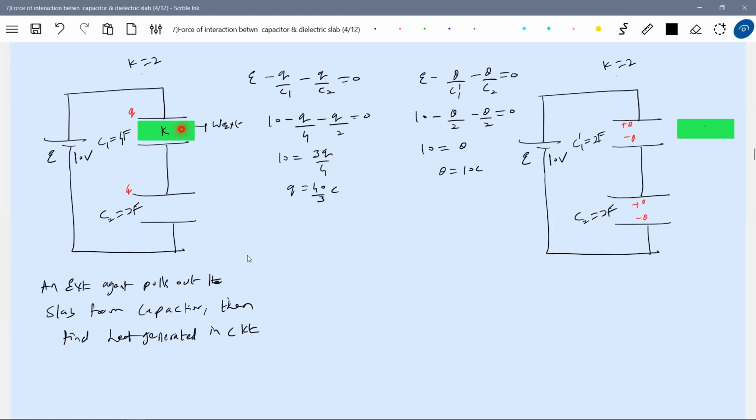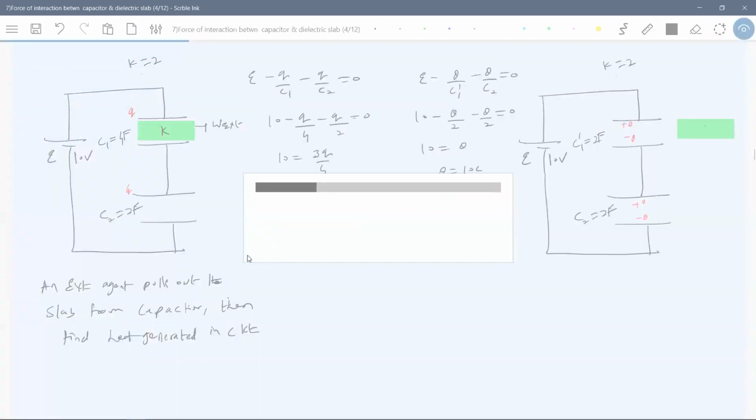Say the external agent will spend energy first of all. As he starts pulling out, the plates of the capacitor will exert a force towards the left. So he has to overcome that force. So his mechanical energy got decreased. So that energy, where will it go? Will he give energy to the system, or will he draw energy from the system?